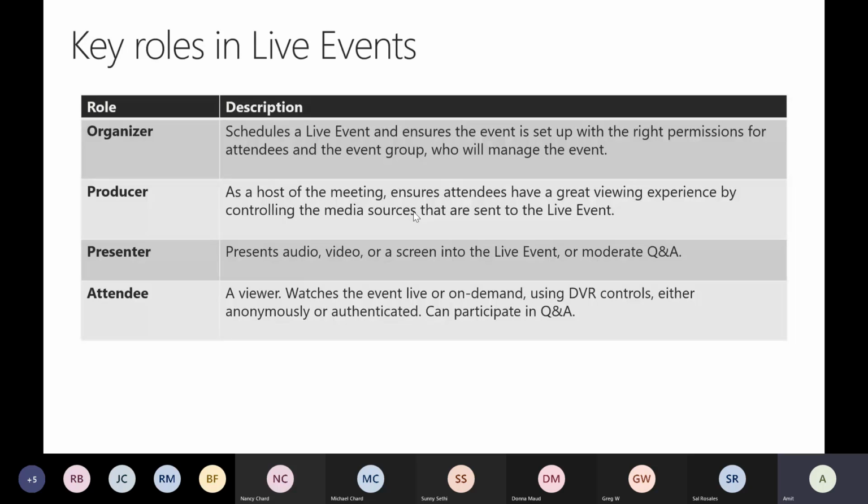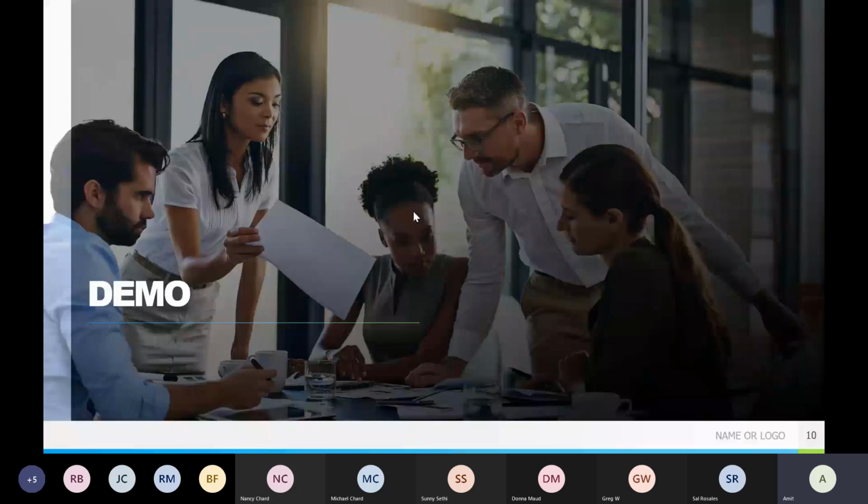Now, in terms of attendee, it's just as I said earlier, it's just the viewer. So if they watch the event live or on demand, you could pause and then watch it on demand. And depending on how your live event was set up, you can join in as an anonymous, or you need to authenticate. And the only thing that you can do as an attendee is just participate using Q&A. And we'll take a look at that as well.